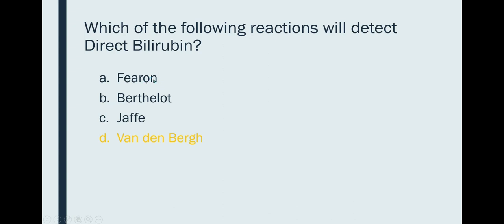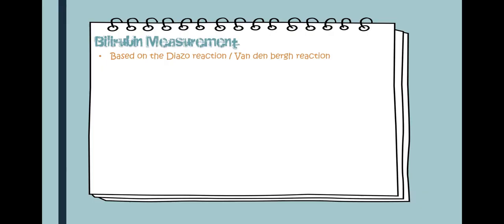Remember again that your Furon reaction is associated with the diacetyl monoxide method for urea determination. Berthelot, on the other hand, is one of the colorimetric reaction utilized for ammonia determination. And then we have your Jaffe reaction, of course, associated with creatinine determination. So bilirubin measurement is actually based on the diazo reaction, also known as that of your Van den Berg reaction.